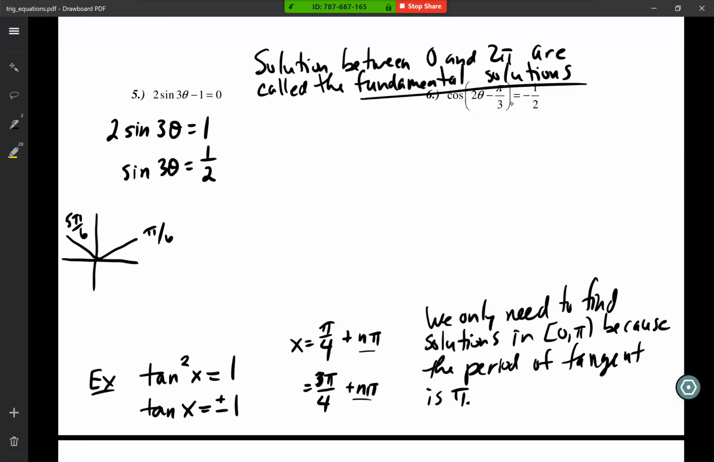Now, in the previous problems, I would have just written theta equals pi over 6 or theta equals 5 pi over 6. But in this case, the inside of the function, the argument of the function, is 3 theta, not just a theta. So I'm going to write 3 theta equals pi over 6 or 3 theta equals 5 pi over 6.